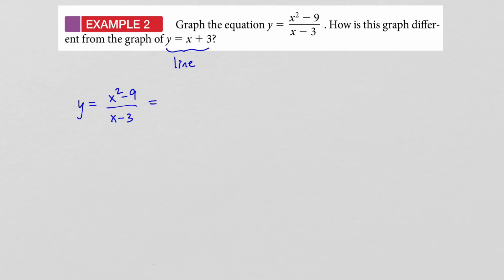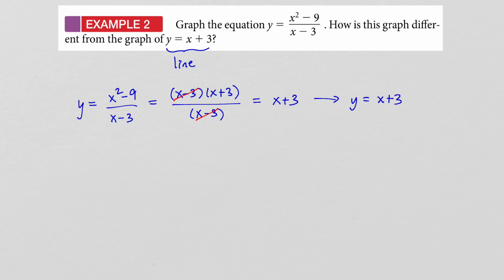Well, what you should see here is that if you simplify this, you can factor the numerator into x minus 3 times x plus 3. You can leave the denominator as is, and then you can cancel the common factor of x minus 3. So when you simplify it, you get y equals x plus 3.